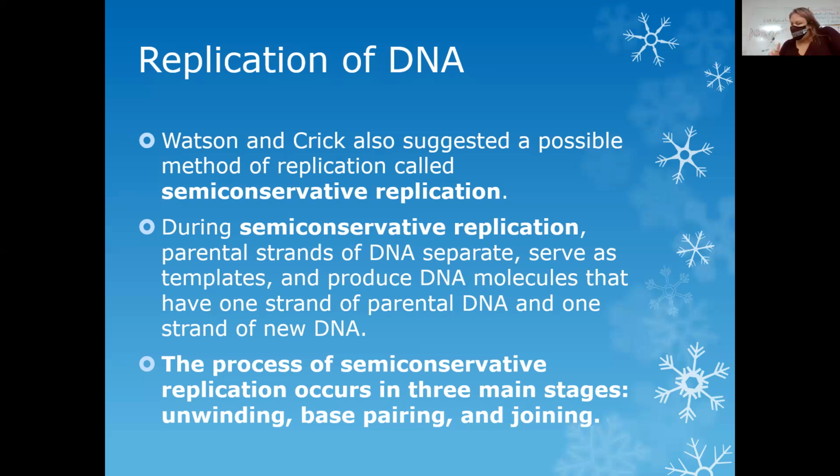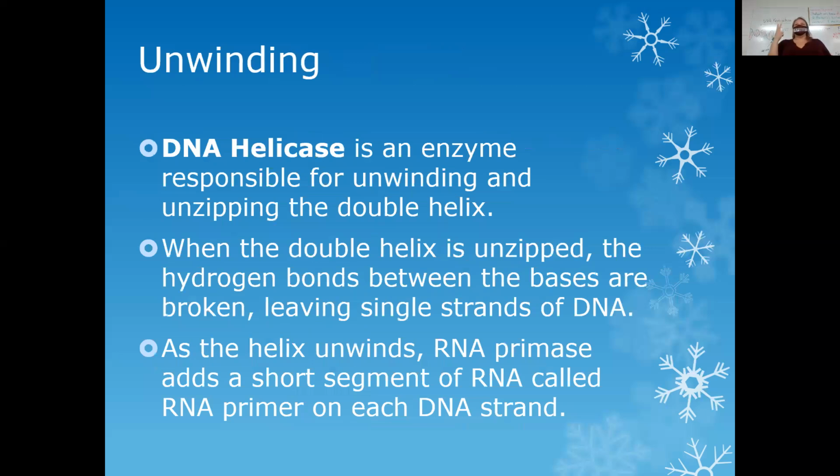All right. In your notes, under replication of DNA, please highlight the first 2 bullet points. There are 3 steps to this process: unwinding, base pairing, and joining. Okay. So there are 2 enzymes you have to know. The first one is DNA helicase. Helicase is going to unwind the DNA by breaking the hydrogen bonds that are linked up between the nucleotides.